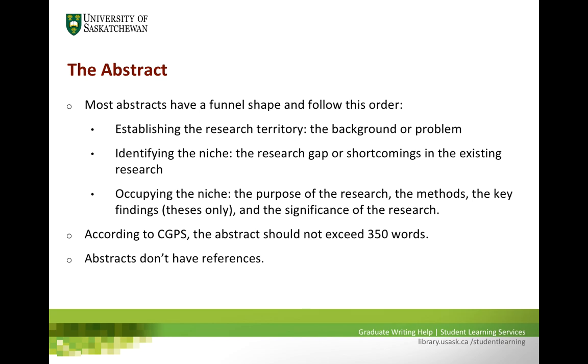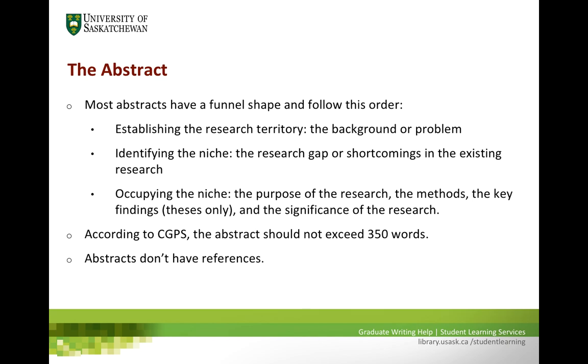Let's now talk about the abstract. Well, most abstracts have a funnel shape. They are organized from the general to the specific, and they follow the order of the CARS moves. They briefly establish the research territory by indicating the background or the problem. Then they identify the niche, usually the research gap or shortcomings in the existing research. And then finally, they occupy the niche by stating the purpose of the research, the methods, the findings, in the thesis only, and the significance of the research.